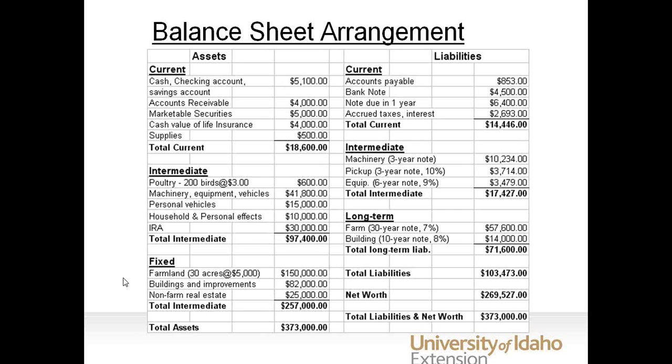Fixed assets are usually just farmland, buildings and improvements, fences, and real estate. These are classes of assets generally longer than 10 years, and they cannot be turned into cash very easily. They usually have large selling costs associated with them and totally disrupt the business. So that's why they're considered fixed.